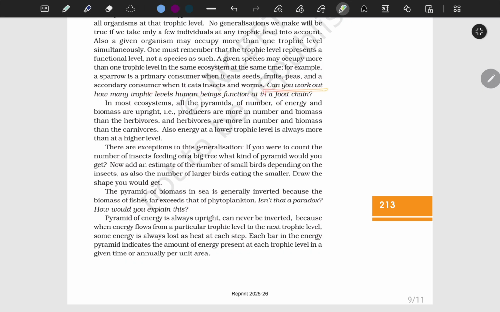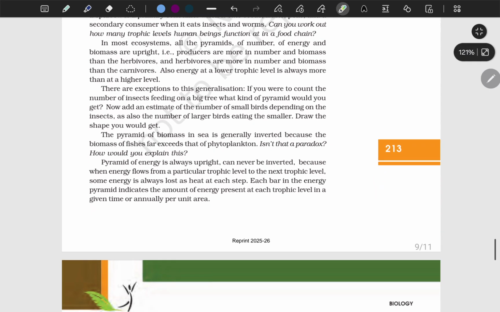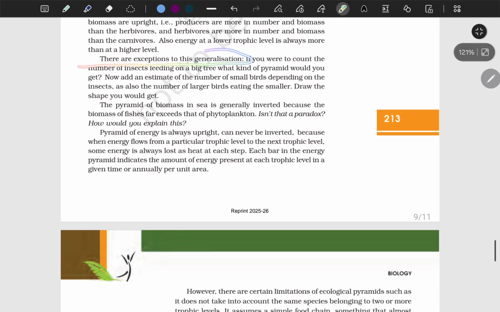Can you work out how many trophic levels human beings function at in the food chain? They can be the primary consumer, they can be the secondary consumer, they can be tertiary consumers. In most ecosystems, all the pyramids of numbers, energy and biomass are upright. Producers are more in number and biomass than the herbivores, and herbivores are more in number and biomass than the carnivores. Also, energy at the lower trophic level is always more than the higher trophic level. So there are exceptions to this generalization.